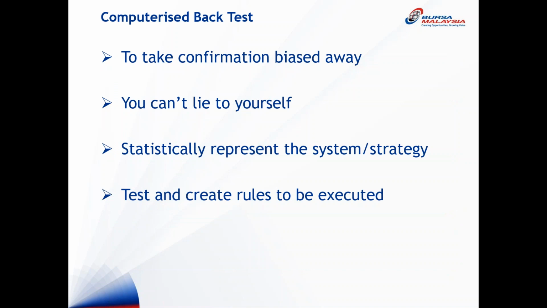So why do we do the computerized backtest? Because we want to take the confirmation bias away from us, and because you cannot lie to yourself. Once it shows on the screen that it doesn't make money, it doesn't make money. You can't do anything to make it make money, because you programmed and tested it, but the program won't listen. The program doesn't have confirmation bias. It sees the things that it's supposed to see, not what it has in its mind, and it statistically represents the system or strategy. So you can see how many percent you can expect from this system, whether it makes money or loses money.